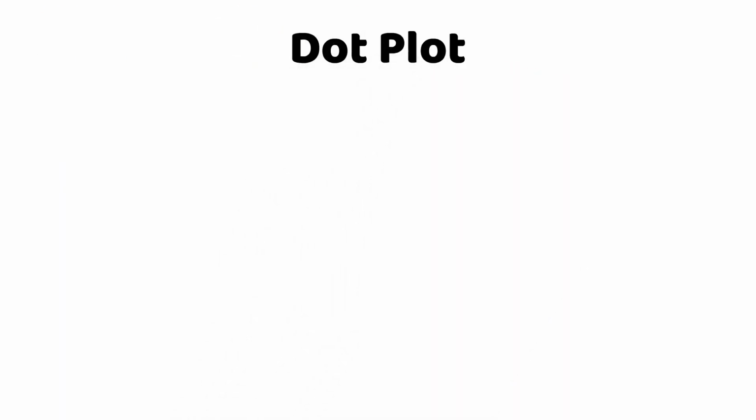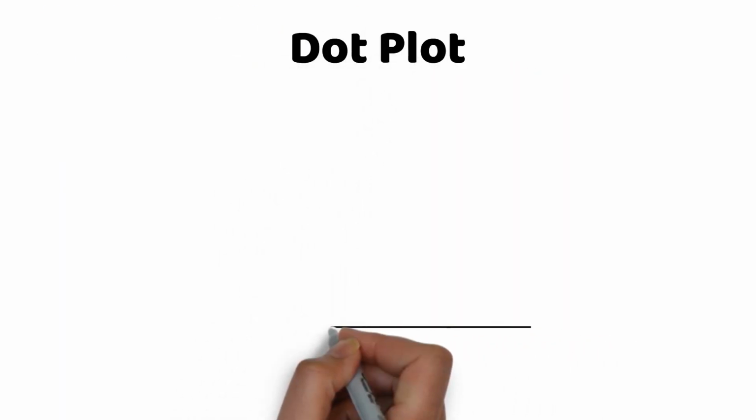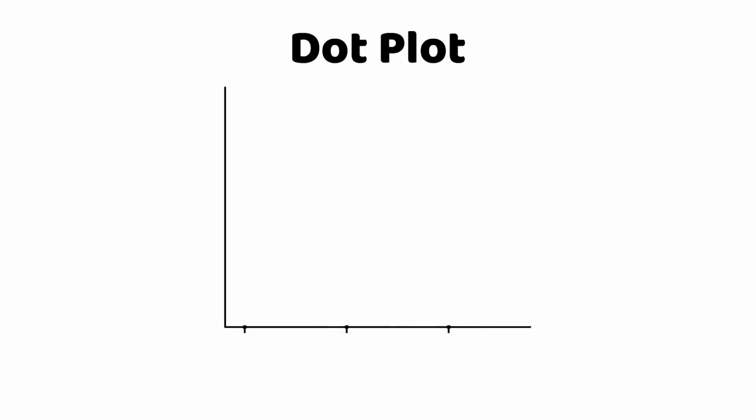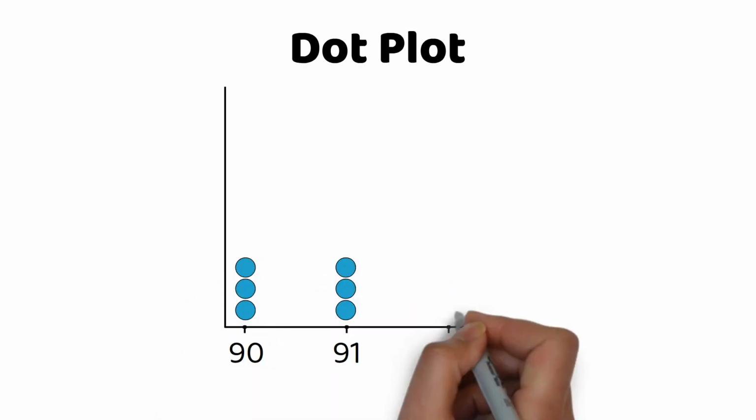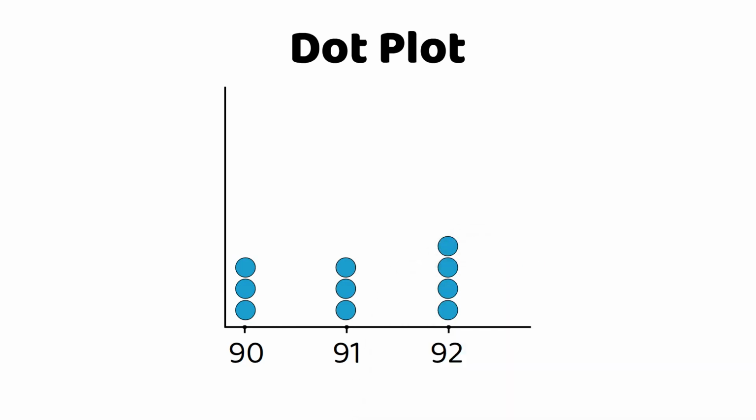A dot plot is a simple, yet effective, method. Each data value has a dot, and when data points repeat, dots are stacked. For example, if 10 students scored between 90 and 92 on an exam, you'd place 3 dots above 90 to 92, one for each student's score.